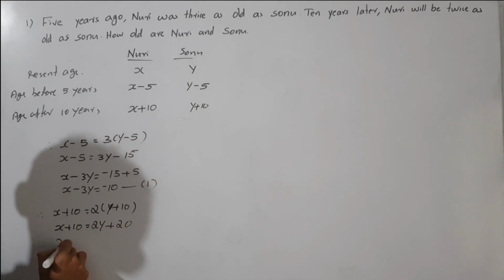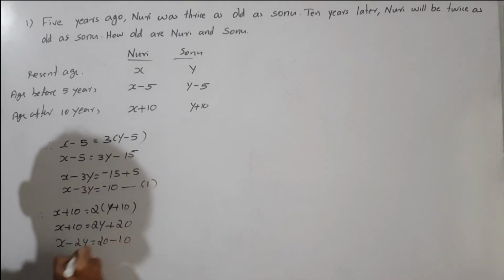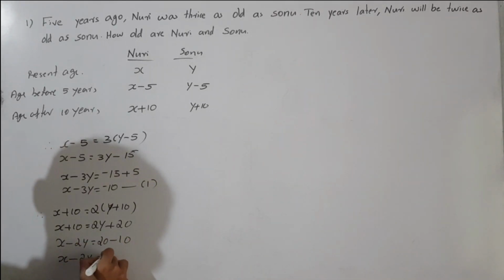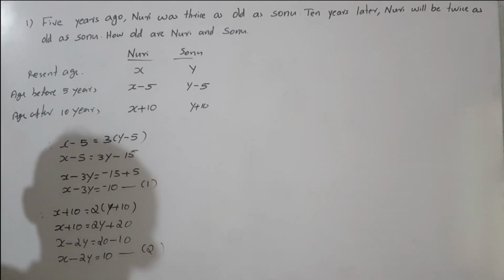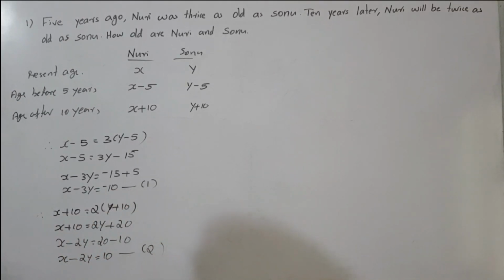Then x minus 2y is equal to 20 minus 10. Then x minus y is equal to 10. Equation 2. So here we got it, equation 1 and equation 2. What is equation 1? Equation 1 is x minus 3y is equal to minus 10. What is equation 2? Equation 2 is x minus 2y is equal to 10.